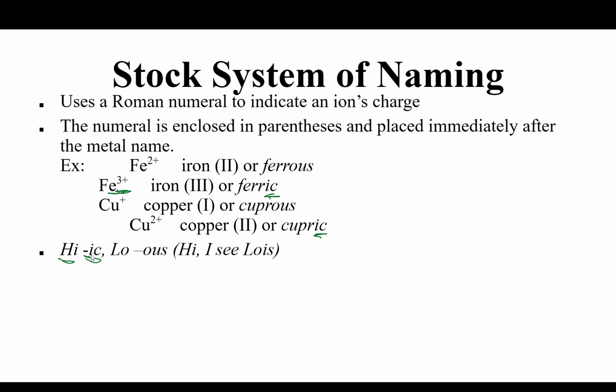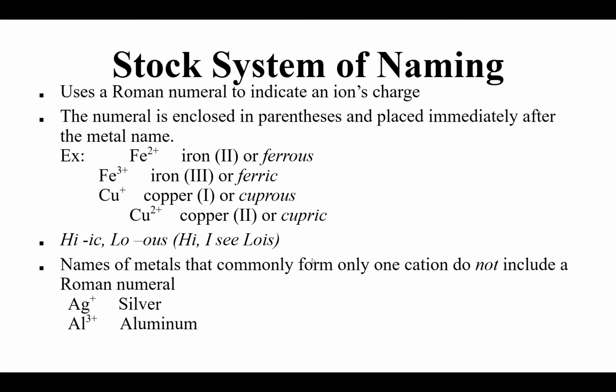Low, if it has a lower charge, it ends in -ous. So copper 1+ is a lower charge, -ous. 2+ for iron, ferrous, it's the lower charge. So if you ever run across the Latin names, you will know what it is. You'll be familiar with it. But typically we just use the Stock system.